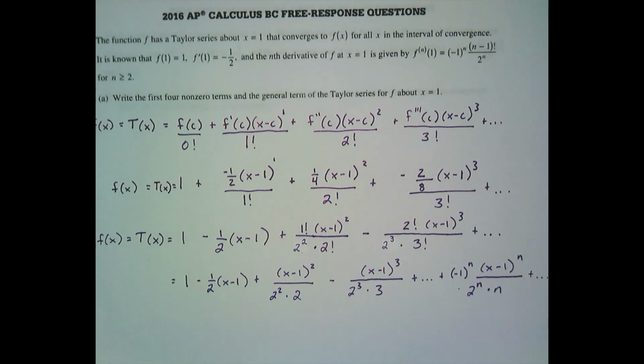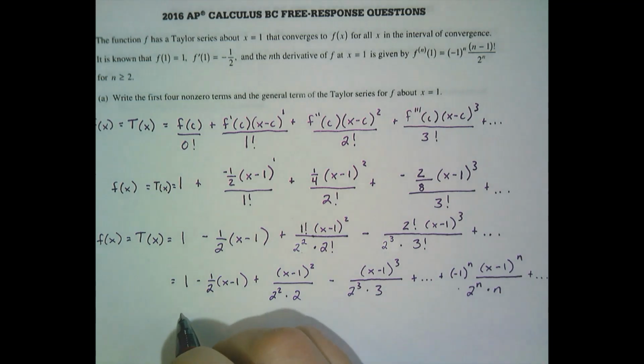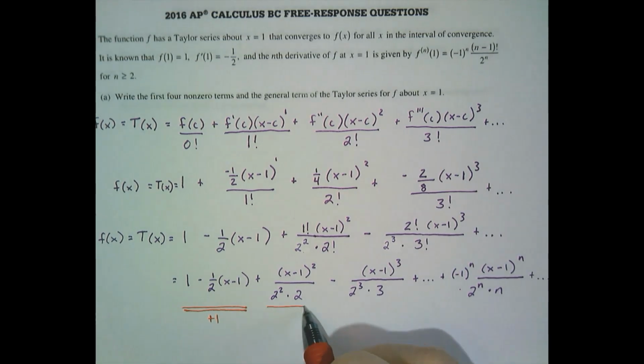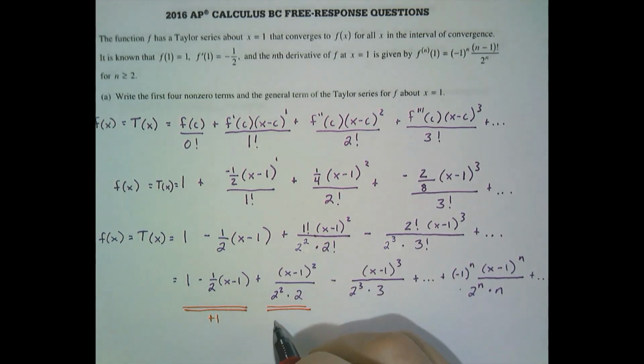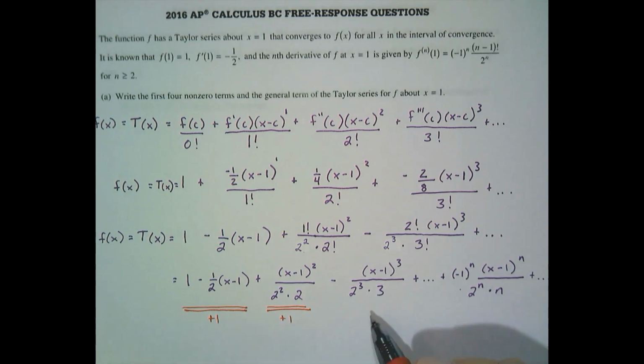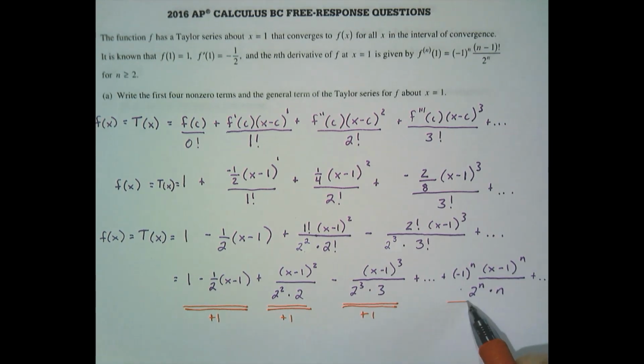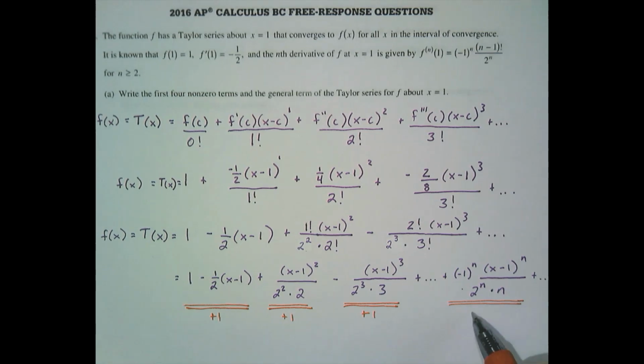If we want to count up points as awarded by the AP test, the first two terms would get you your first point. Getting the third term correctly gets you your second point. Getting your fourth term correctly gets you your third point, and then getting the general term gets your fourth point. Did I say 4 there? All right, well, 4 points total, which is pretty impressive for Part A.